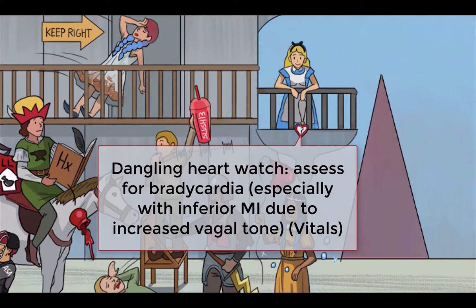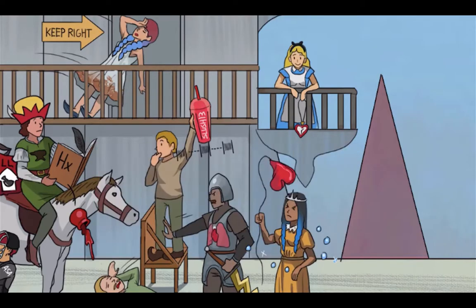In the setting of hypotension, you'd expect tachycardia. However, some patients may be bradycardic, as symbolized by Alice up here with the dangling heart watch. This could also be a clue to an inferior myocardial infarction. An infarct on the inferior wall can irritate the diaphragm and the vagus nerve running nearby. Stimulation of the vagus increases vagal tone on the heart, leading to bradycardia and heart block.